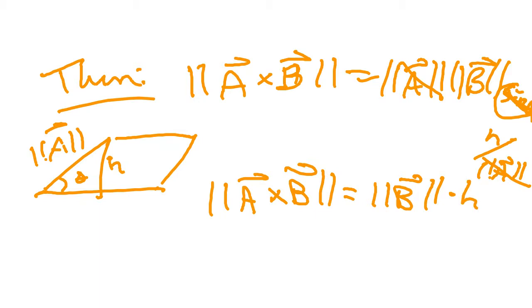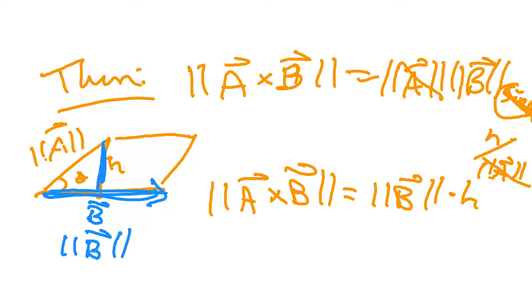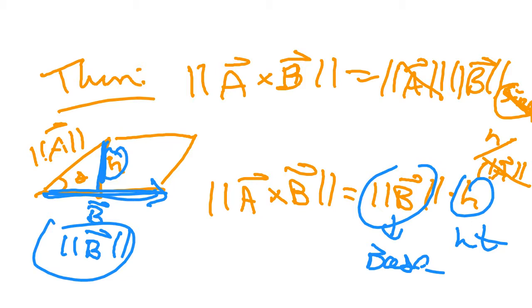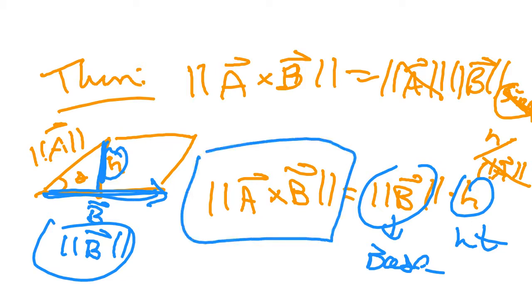Well, what's the norm of b vector? Remember, this was b vector, so the distance is the norm of b vector. And what is the area of this parallelogram? It's the base times the height. The base is the norm of b vector, and h is the height right there. So what does that equal? By this theorem, it equals the norm of a vector cross b vector, right?